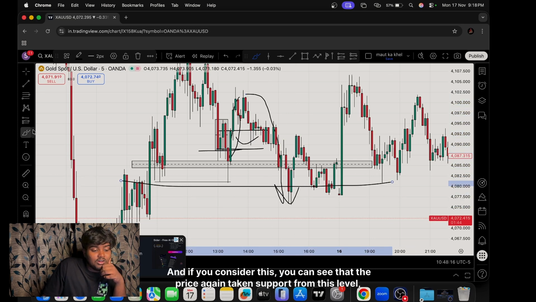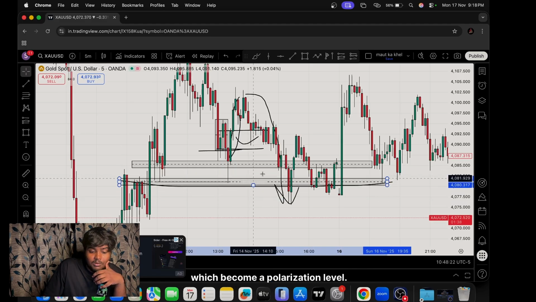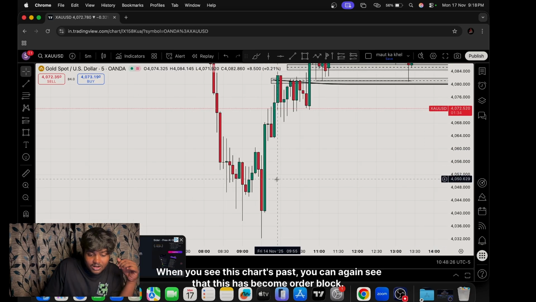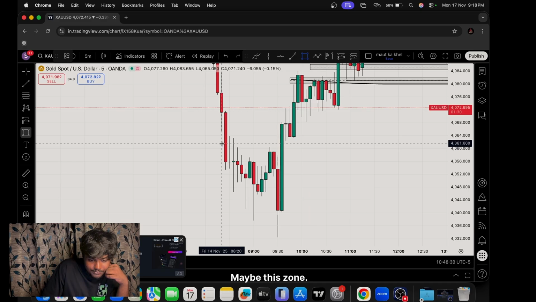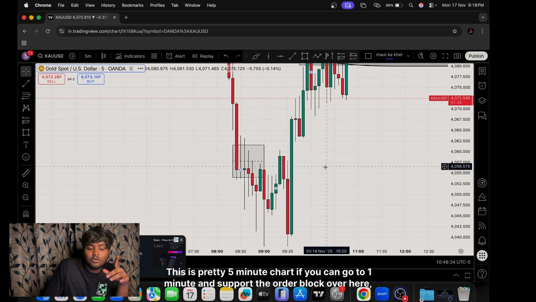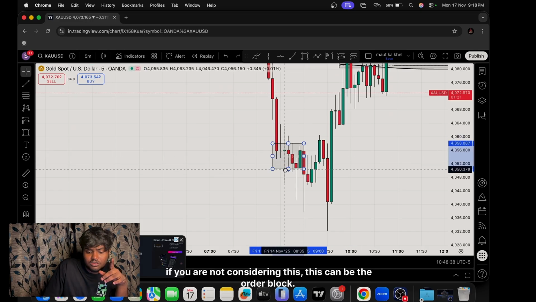all these things. And if you consider this, you can see that the price again took support from this level, which became a polarization level. And see this chart's past, you can again see that this has become an order block, maybe this zone. This is a 5 minute chart. If you go to 1 minute, you can spot the order block over here, if you are not considering this to be the order block.